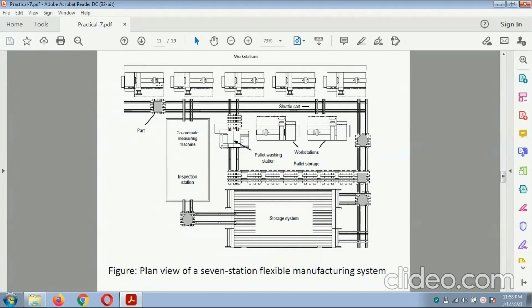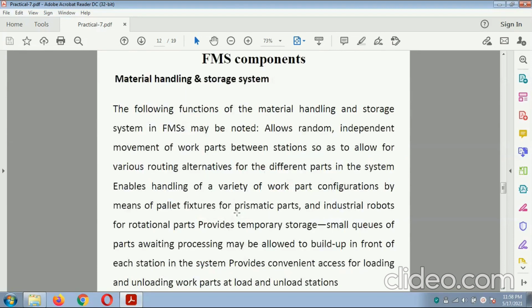This is a flexible manufacturing system in which the material can be stored with respect to this part. This can be palletized with the automatic inspection station. It can be provided with the workstation and storage in this system. So all this process is carried out with the help of automation.